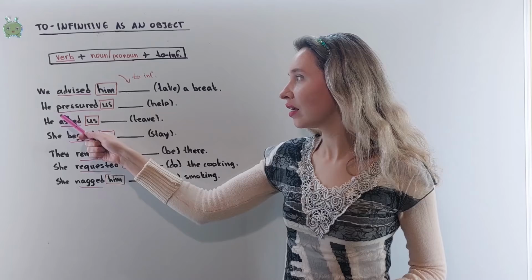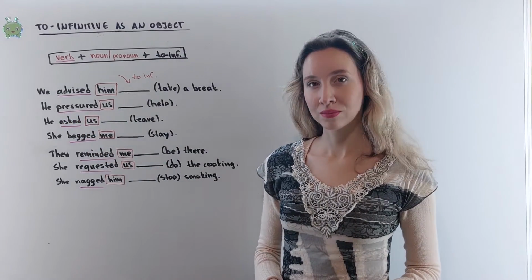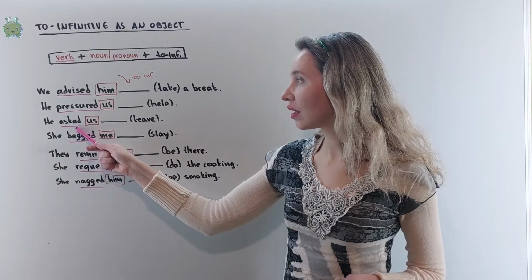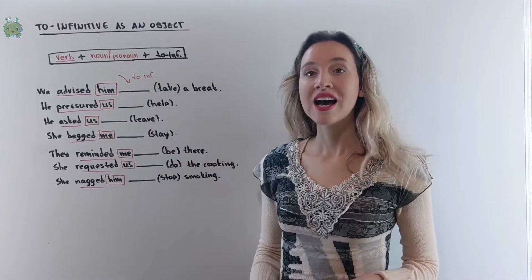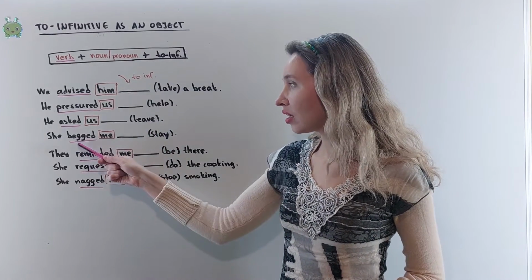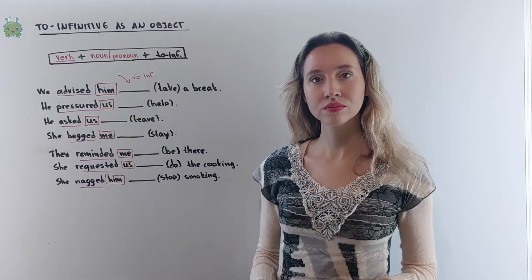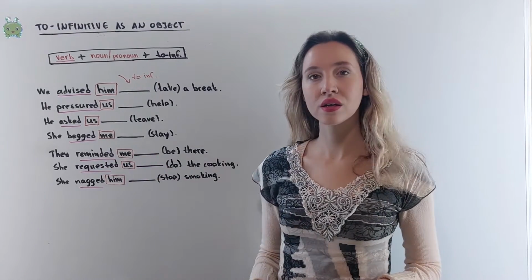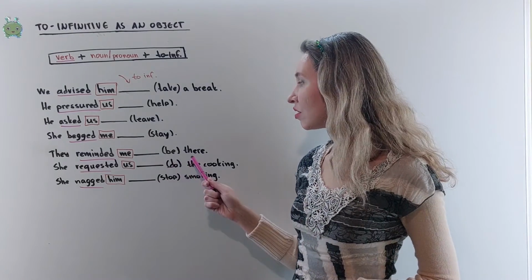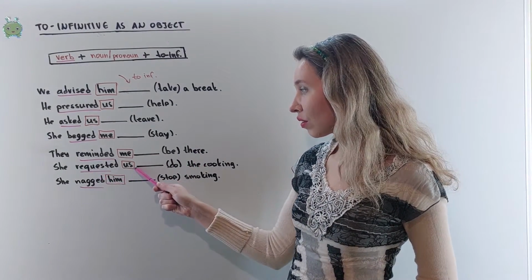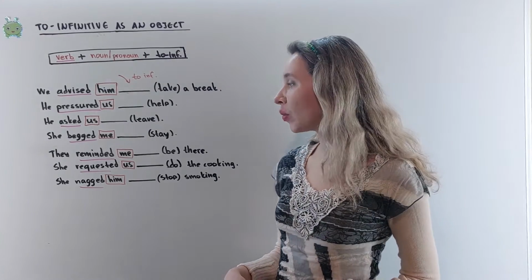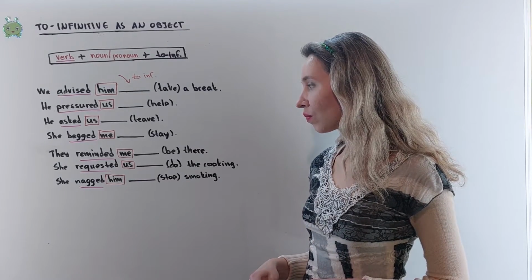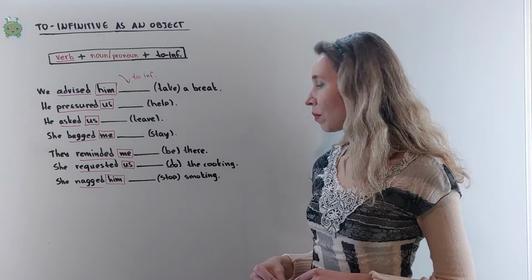Your turn. He pressured us to help. He asked us to leave. She begged me to stay. They reminded me to be there. She requested us to do the cooking. She nagged him to stop smoking.